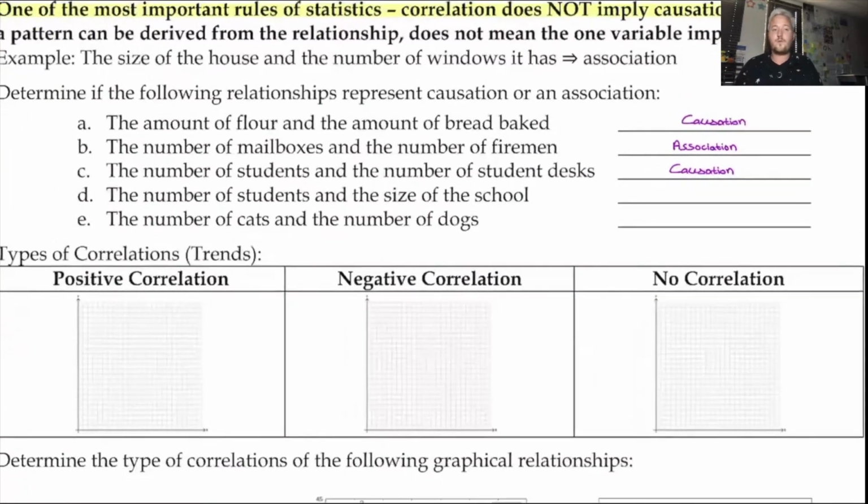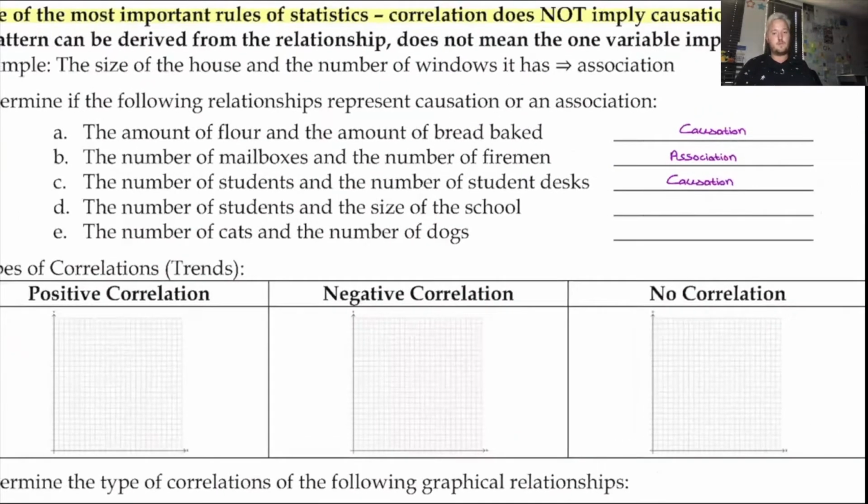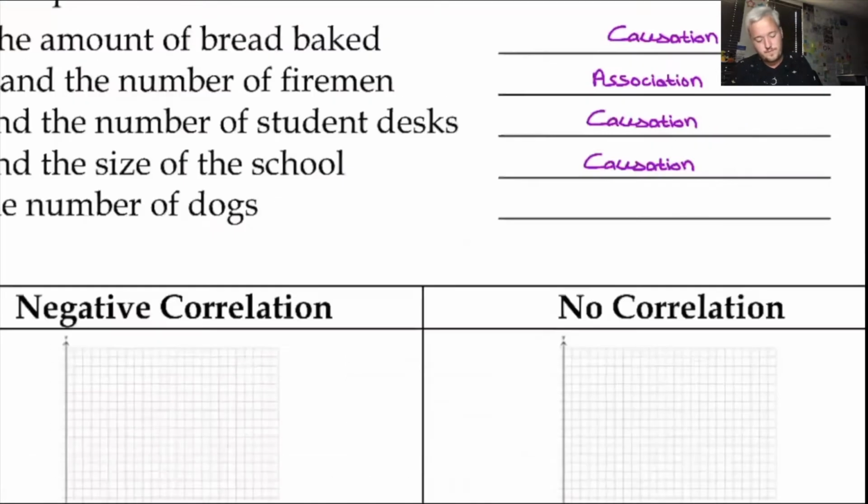All right, so for part D, the number of students and the size of the school. If you think of it this way, if I have 500 students in a building, I don't need that big of a school. But if I have 5,000 students, I need a much larger school. I wouldn't be able to fit that many students in a 500 student building. So that would be a causation. All right, and then the number of cats and the number of dogs. Well, those don't necessarily impact one another, so that would be what we call an association.